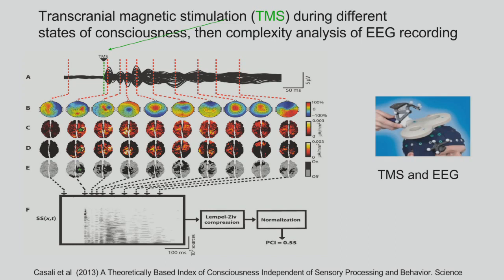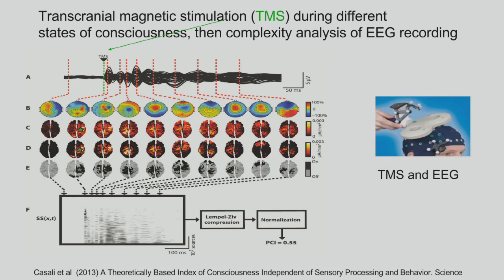If the response goes to all regions, then they say it's a very integrated response. And if it is hard to predict and very diverse, then they say it's a differentiated response. They do so by binarizing the response for each channel with a threshold, and then they get a multidimensional binary time series. Then they compress it with Lempel-Ziv compression to see how integrated and differentiated the response is.